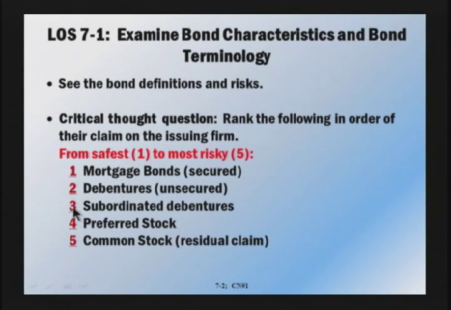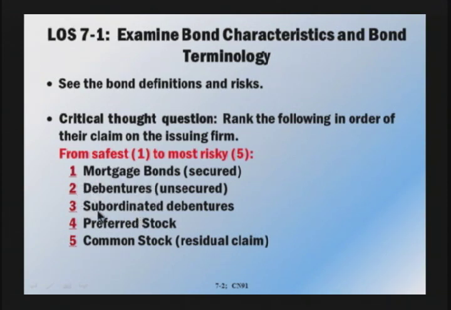The third safest class, which is the least safe of the three debt types of securities, will be the subordinated debentures. By definition, debentures are unsecured, so subordinated debentures are unsecured debt, but they also take a lower standing below the regular unsubordinated debentures. Just like on the job, a subordinate is somebody who reports to their boss or their superior. The subordinate is of a lower order. They take a lower standing than the debentures.